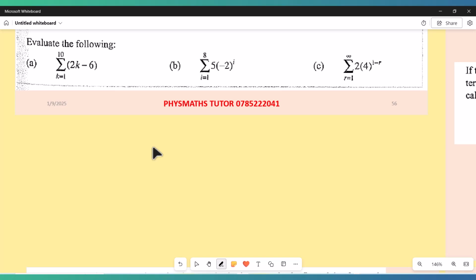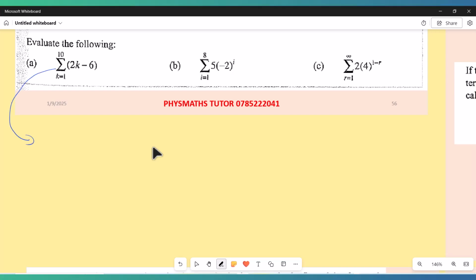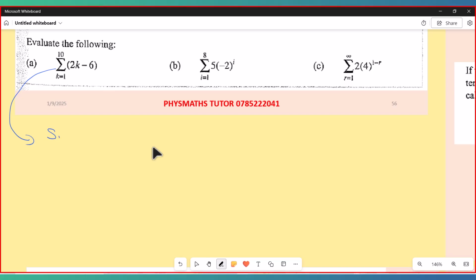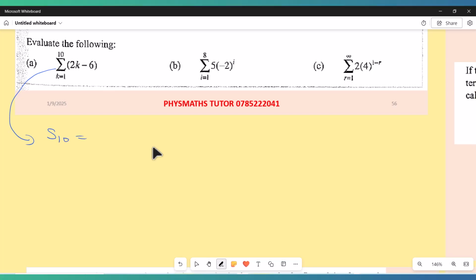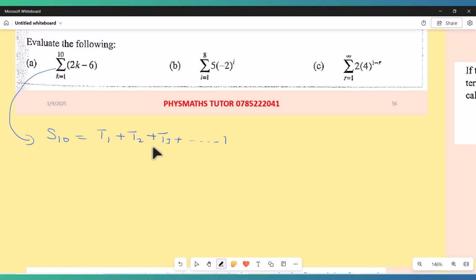Okay. Let us find it out. Let us go slowly. Let us find out the procedure. First of all, our number of terms here is going to be 10. How do you get 10? By saying 10 minus 1 plus 1, which gives us 10. So we're going to find out our T1, then our T2, then our T3, and so on until the last term, which is going to be T10.